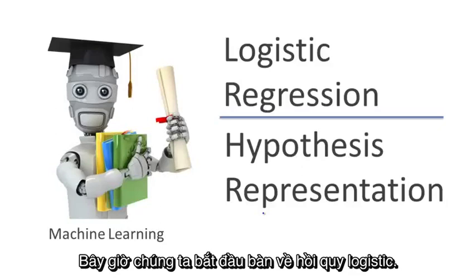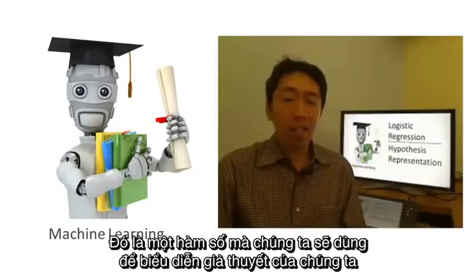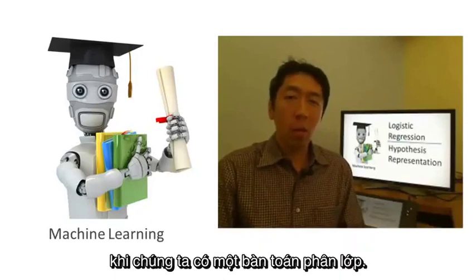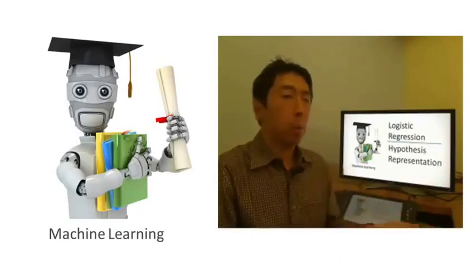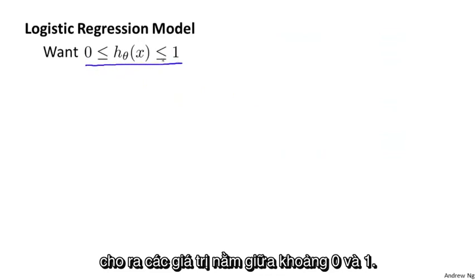Let's start talking about logistic regression. In this video, I'd like to show you the hypothesis representation. That is, what is the function we're going to use to represent our hypothesis when we have a classification problem. Earlier, we said that we would like our classifier to output values that are between 0 and 1.